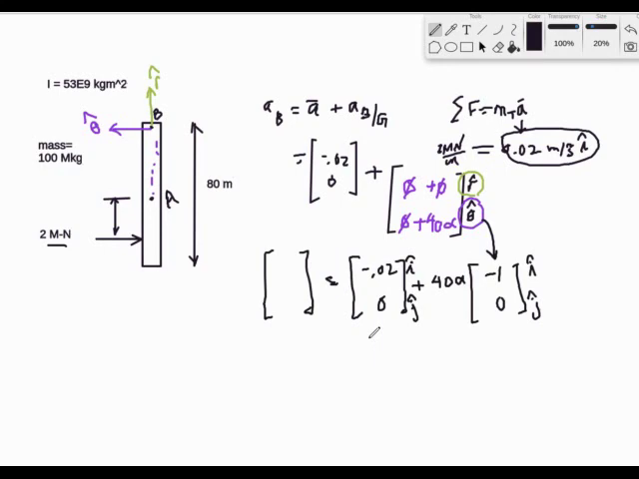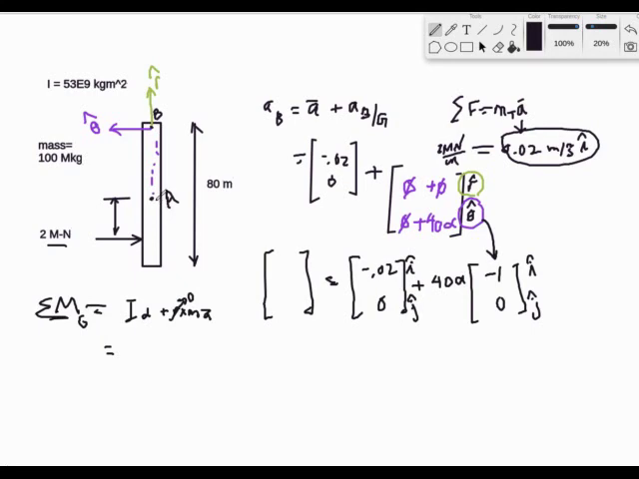Okay, so we're almost done. We just have to find alpha. To get alpha, we'll use the sum of the moments equals I alpha plus r cross m a, if you get the moment of inertia with respect to the center of mass, and this r is from the point you're doing the moments about compared to the center of mass. So let's do the moments about the center of mass, in which case that goes to 0.